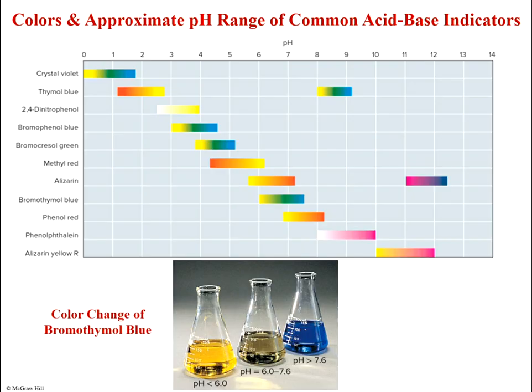On the bottom panel is shown bromothymol blue, and bromothymol blue has a color change around the upper 6 region, and you can see that it changes from yellow in the acidic conditions over towards more of a blue-green at the alkaline conditions or higher pH conditions.